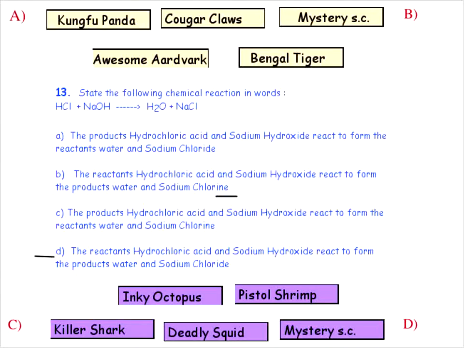So again, pay attention in this one to what's listed as the reactants and the products, and that has to match up with what we see here in the equation. Okay, so moving along.